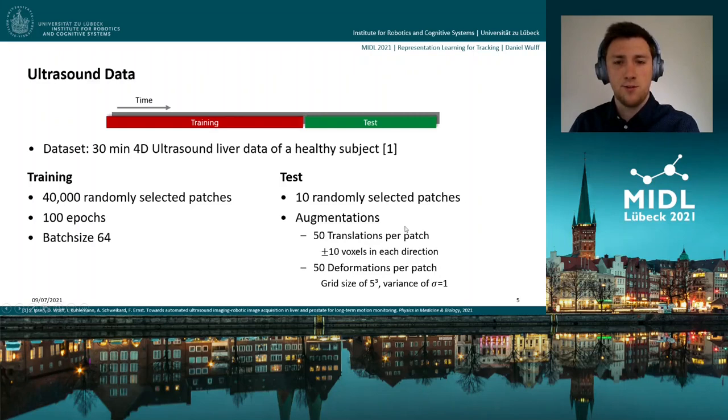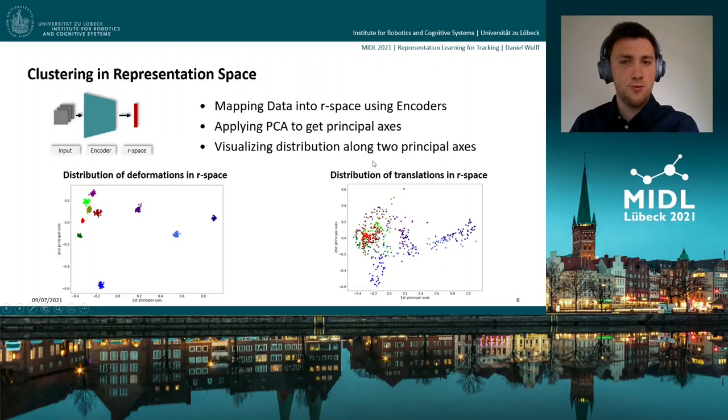For all of these patches, 50 translations were generated and 50 deformations were augmented to generate two subsets, one for a translation test set and one for a deformation test set. The two test sets were mapped into the representation spaces of the autoencoders using the encoder parts. To visualize the representation spaces, a principal component analysis was performed on the representation spaces.